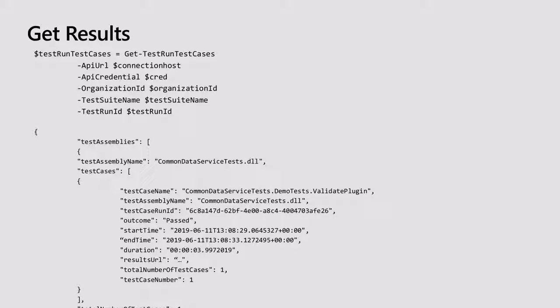Also, you'll see the results URL. I've omitted the URL here, but if you're looking to do further debugging within your test case, so assume this one failed, you can look at the results URL and it'll provide you the log information that was captured as part of the execution of that test case. That can help in further debugging.